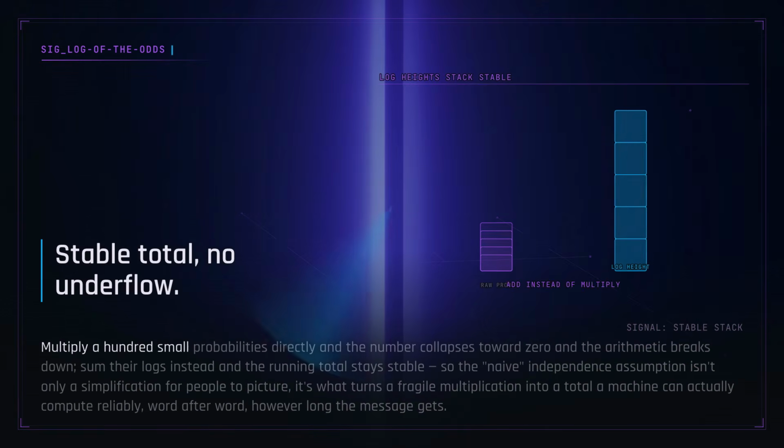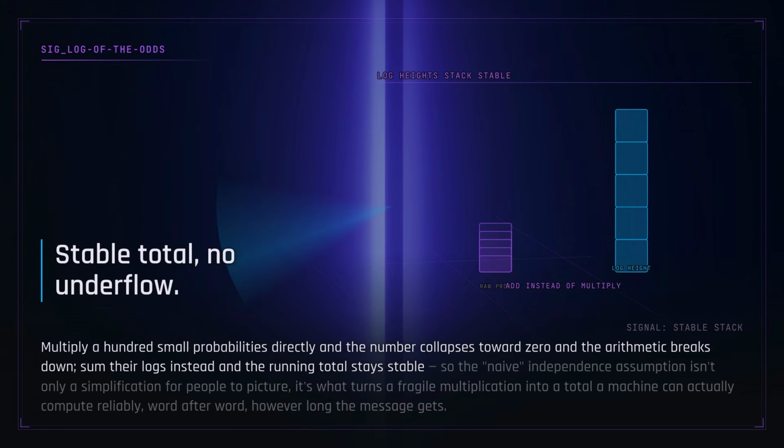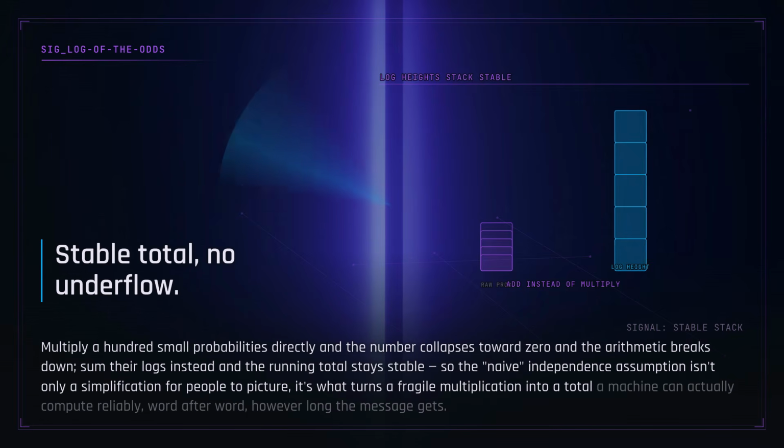Multiply 100 small probabilities directly, and the number collapses towards zero and the arithmetic breaks down. Sum their logs instead, and the running total stays stable. So the naive independence assumption isn't only a simplification for people to picture, it's what turns a fragile multiplication into a total a machine can actually compute, reliably, word after word, however long the message gets.